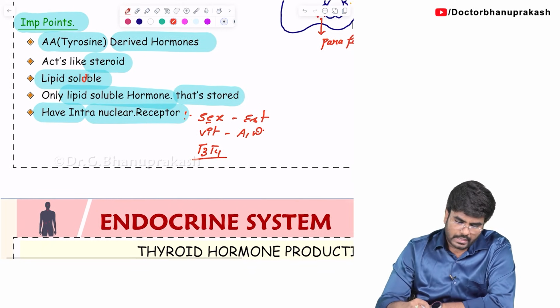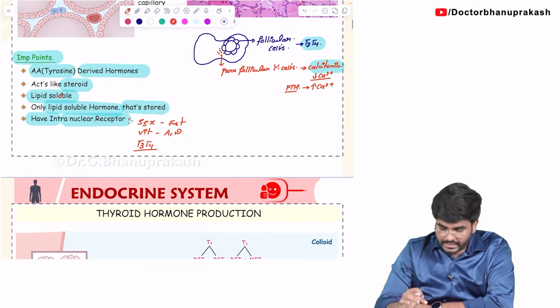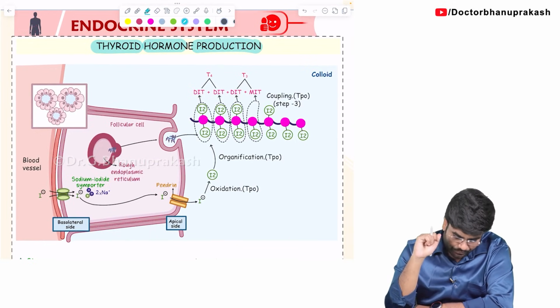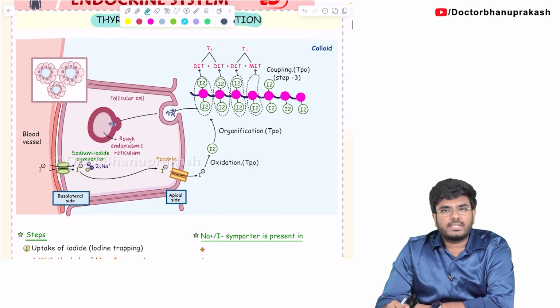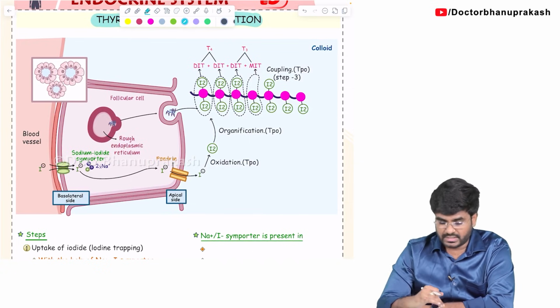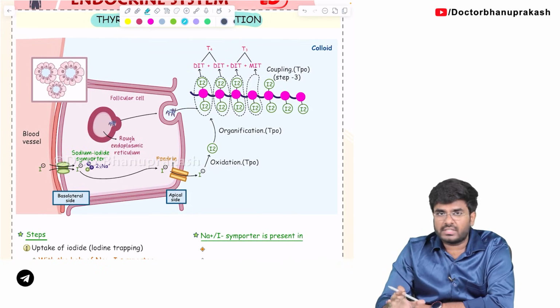Okay, done. Now after discussing this, let's see how the thyroid hormones are produced. Okay, how thyroid hormone is produced. Now, it's very important, guys, especially for you to understand pharmacology and how to treat hypothyroidism and hyperthyroidism. This is very important. Okay, what are the steps involved?